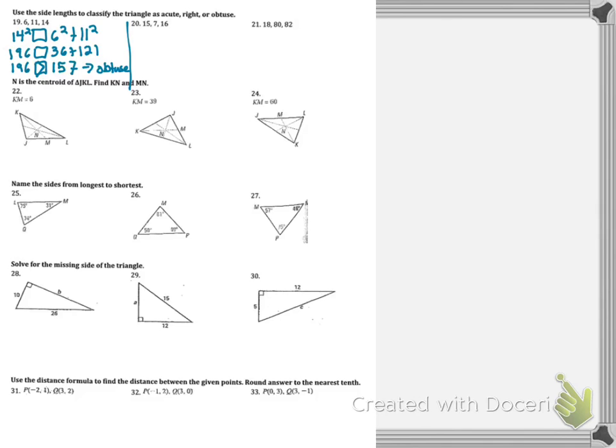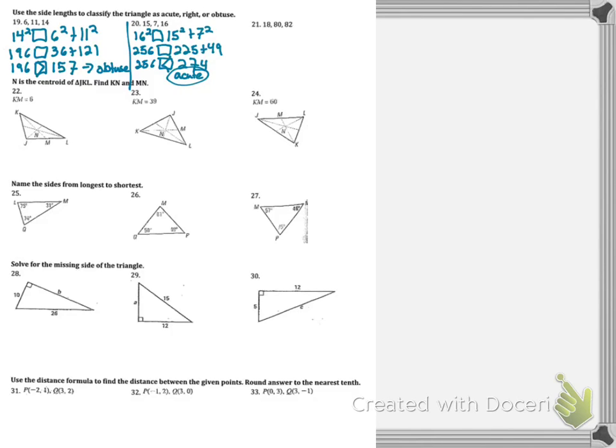Here, our biggest side is 16, so our c squared is going to be 16 squared, compared to our two smaller sides added together and squared. So 16 squared is 256, compared to 225 plus 49. We add those together, and we're going to get 274. We see that a squared plus b squared is greater than c squared. So our c squared is smaller, so we know it's acute.